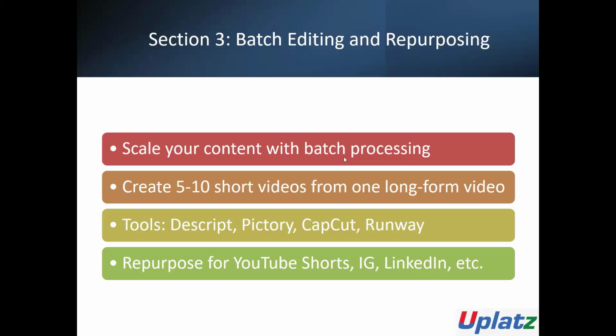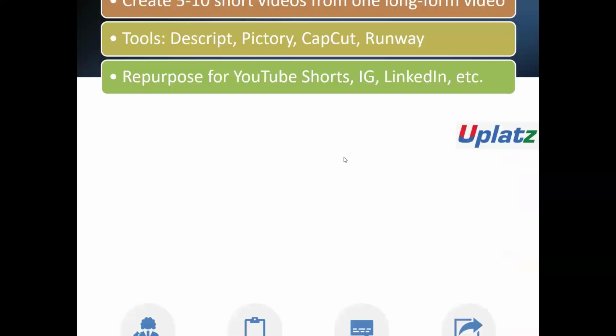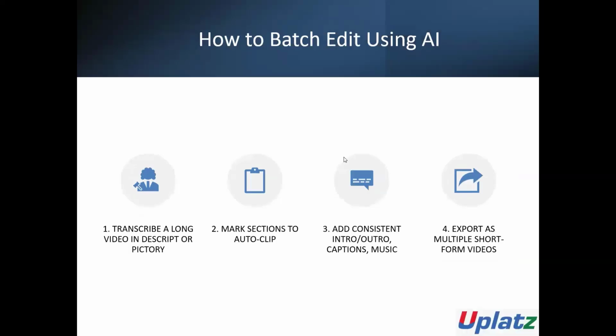We can scale our content with batch processing, create 5 to 10 short videos from one long form video. As tools, we can use Descript, Pictory, CapCut, and Runway. We can repurpose for YouTube Shorts, IG, LinkedIn, etc. That is amazing. How we can batch edit using AI? That is something which we need to understand, right?